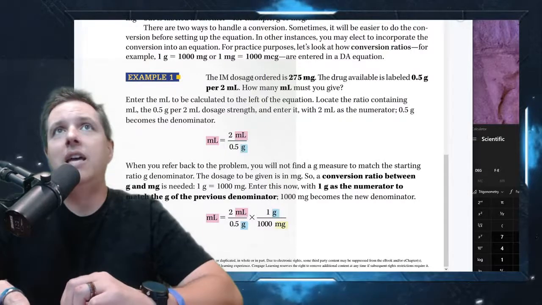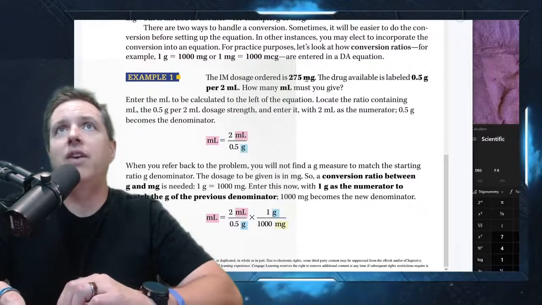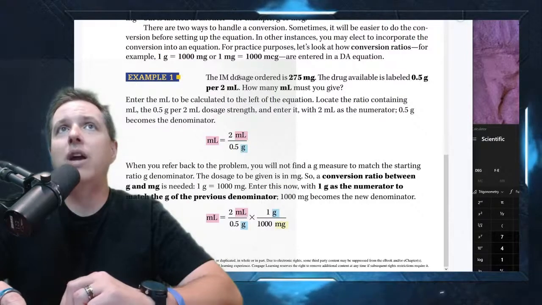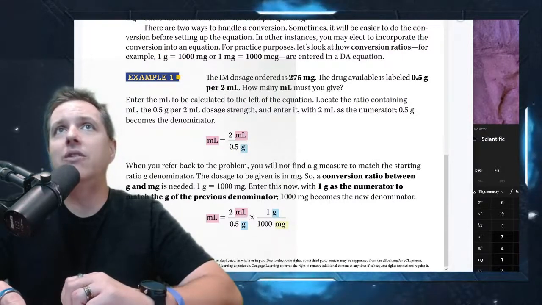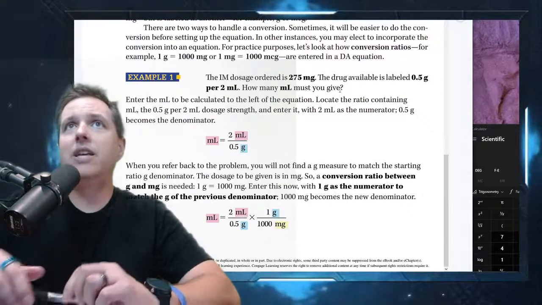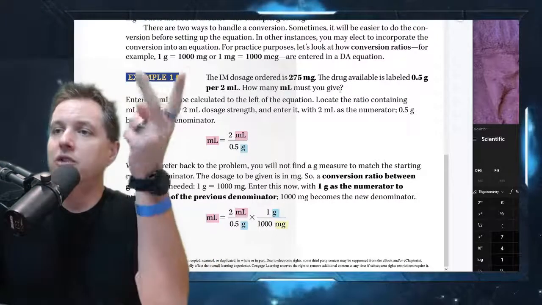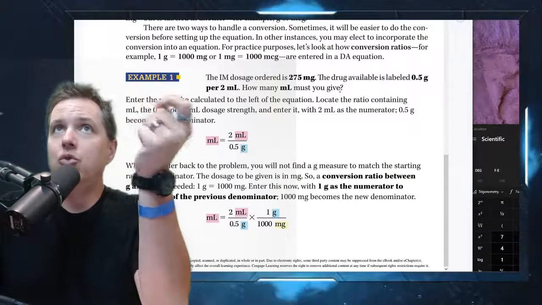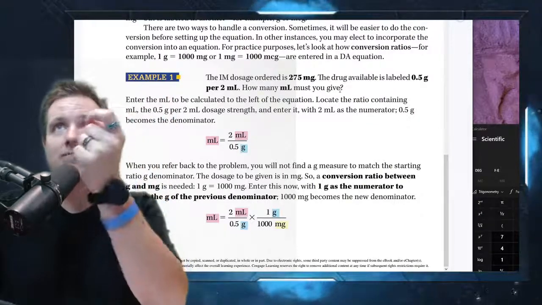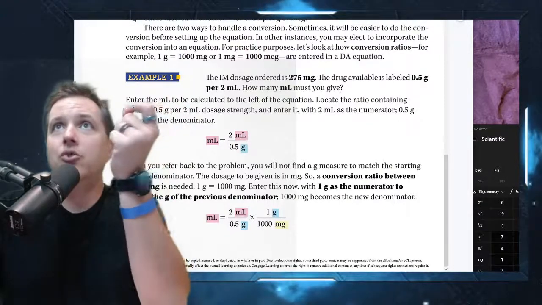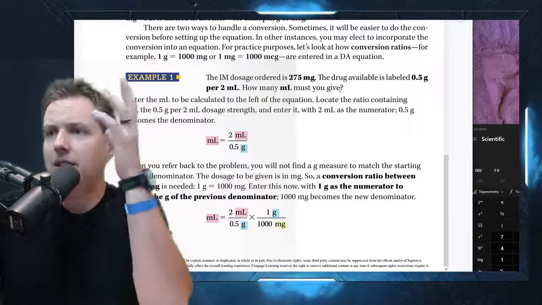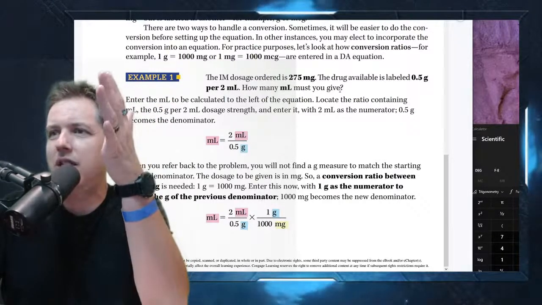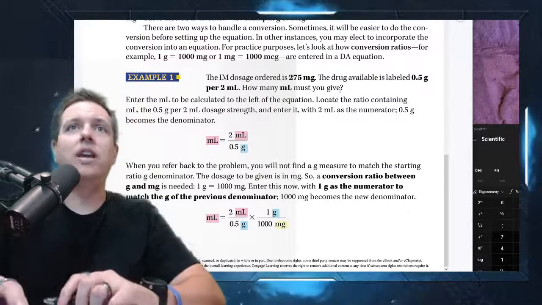So this problem says the IM dosage ordered is 275 milligrams. The drug available is labeled 0.5 grams per 2.5 milliliters. How many milliliters must be given? Notice that there's a discrepancy between the order that we have, which is 275 milligrams, versus the label on the drug, which says 0.5 grams. Again, we have to recognize that grams and milligrams are not the same thing. I have to convert one to the other.